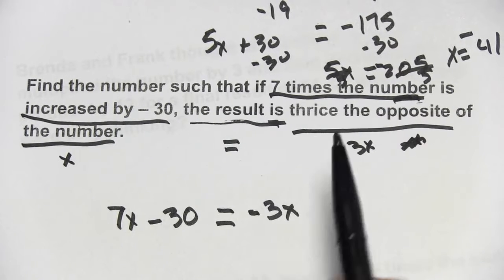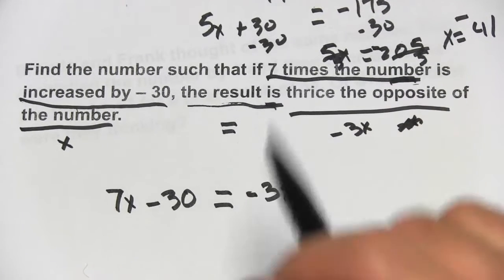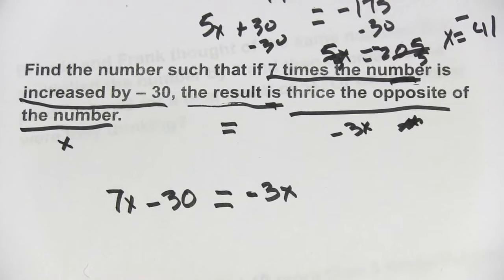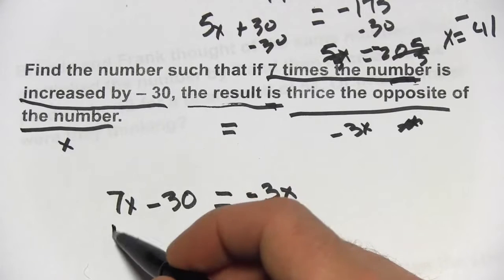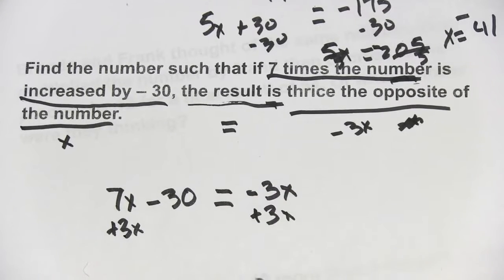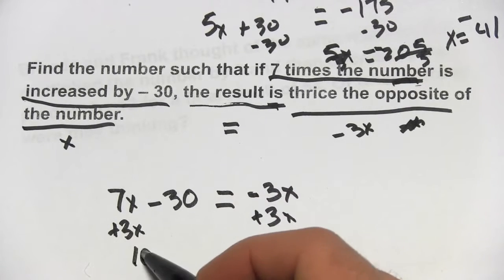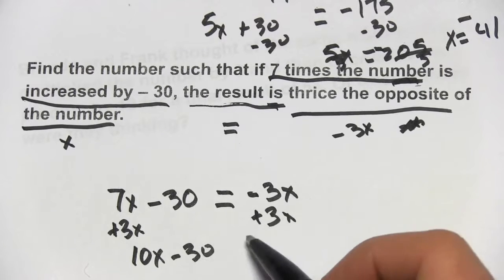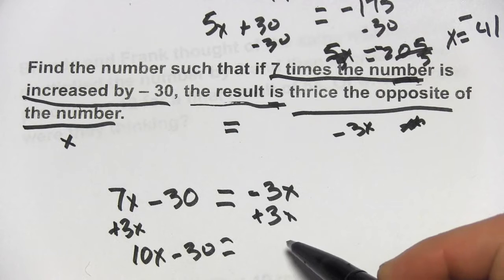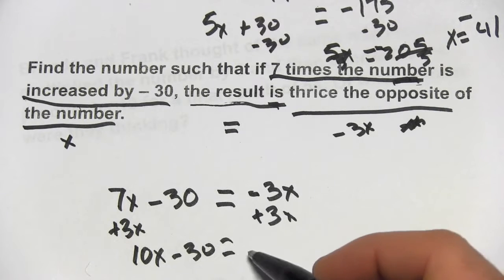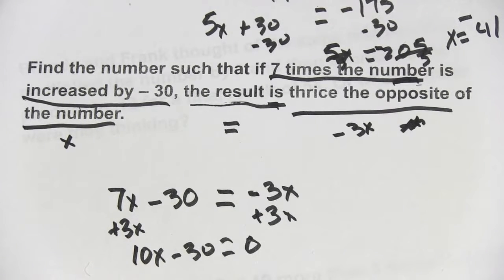So we've got an equation. Now we just need to solve it. In this one, we've got x's on both sides of the equation. I think I'm going to add 3x to get rid of this negative 3x. So on this side, 7x plus 3x is 10x. And we have our minus 30. And over here, negative 3x plus 3x, we get 0 there. We get nothing. Well, that's okay. We can just write a 0 there.